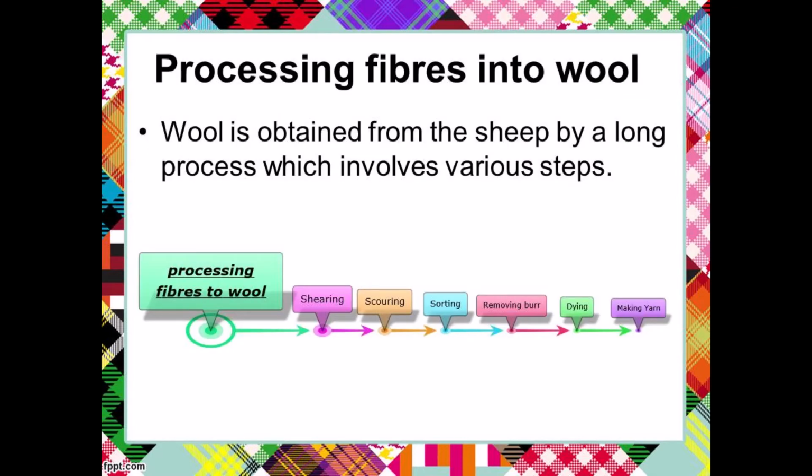Now, next topic is processing fibers into wool. We know that we get wool from wool yielding animals like sheep, and this is a very long process which involves various steps. So, in this chapter, we'll study about all the steps of obtaining wool from fibers. First one is shearing, second, scouring, third, sorting, fourth, combing, fifth, dyeing, and last one is spinning.